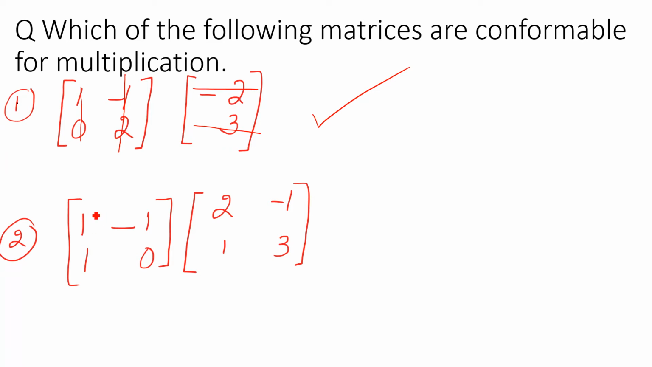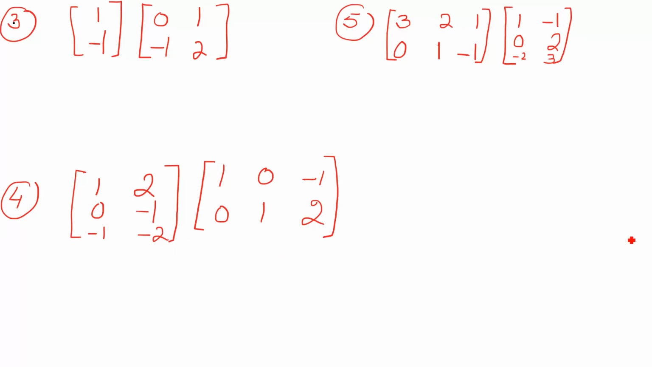This one, this is the first matrix. The number of columns, there are two columns of this one. I will just write down 2c. C means column. These are rows, two rows, right? So these two are equal. So yes, this is conformable for multiplication because the number of columns of the first matrix is equal to the number of rows of the second matrix.